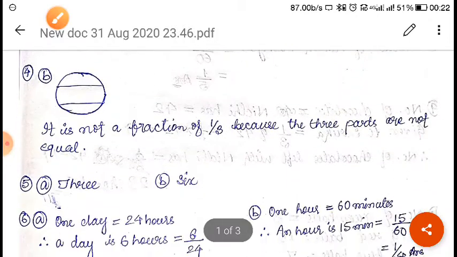Now question number 4. Question number 4 is: which of the following fractions is not 1 by 3? Give reason. When you see the question, there are A, B, C and D. In A, C and D, whatever the boxes are there, all the boxes are similar. When you see this book, all the boxes were similar, except in question number B.